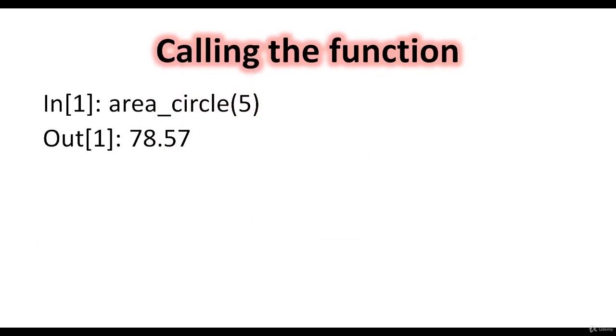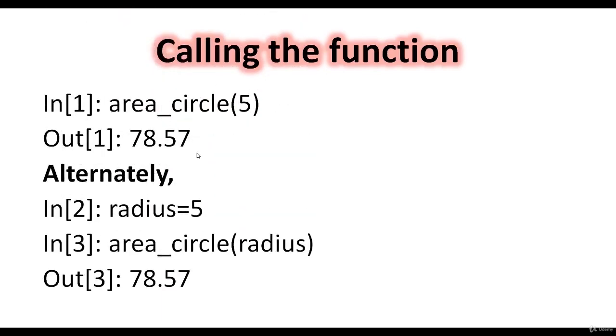Calling the function. Here the function name and putting the value of radius here. The argument value is 5 and the output is 78.57. Alternatively, we can assign a value 5 to the radius and then we can write area_circle(radius). The output will be the same, 78.57.